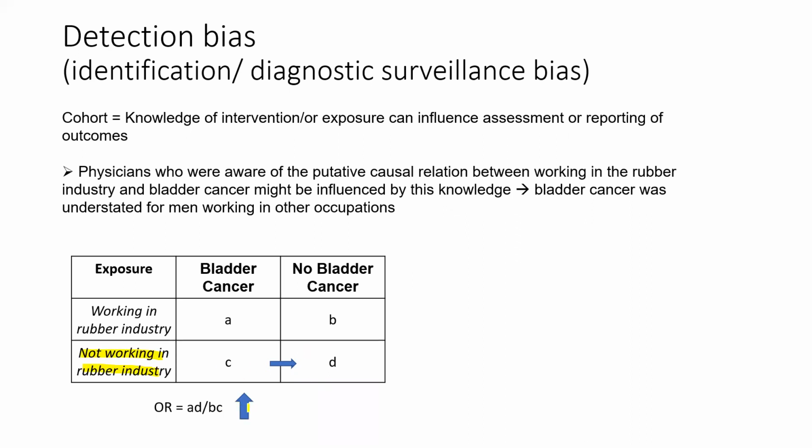And in that case, the odds ratio would be overestimated. So it's the same principle, it's a detection bias, as a way we are detecting the outcome. But in this case, because we're talking about a cohort, it's the way we are collecting the information, and it's called an information bias. Or we can also call it a diagnostic surveillance bias. Is it clear?